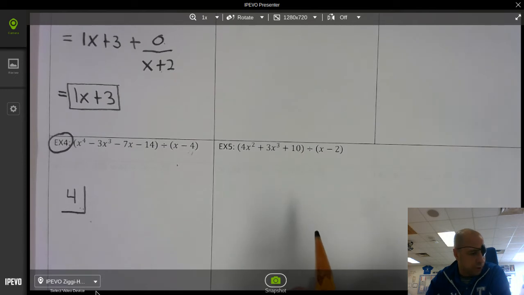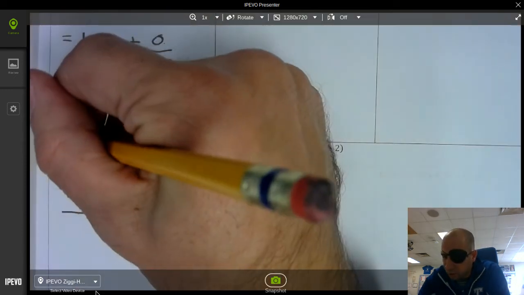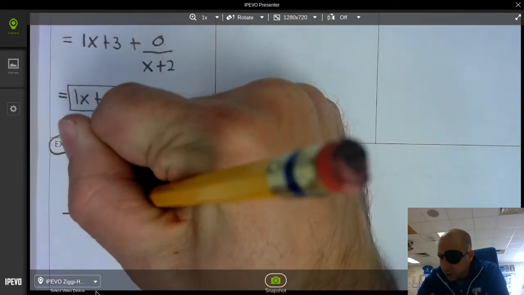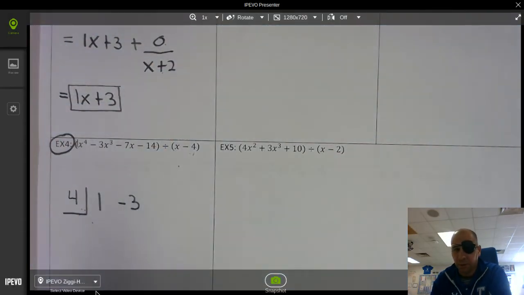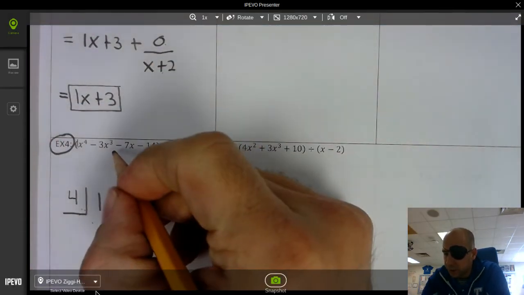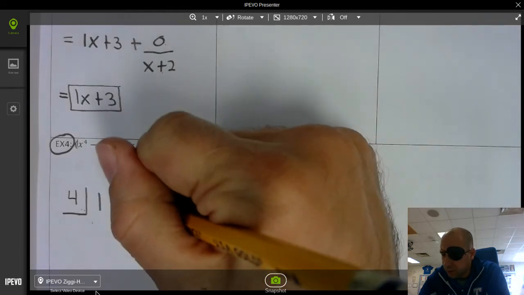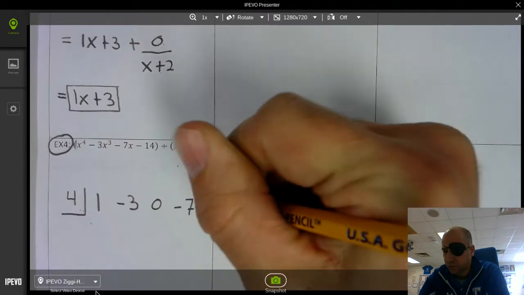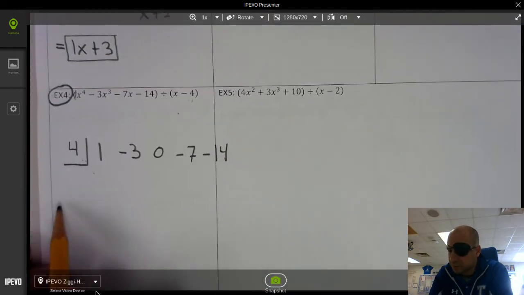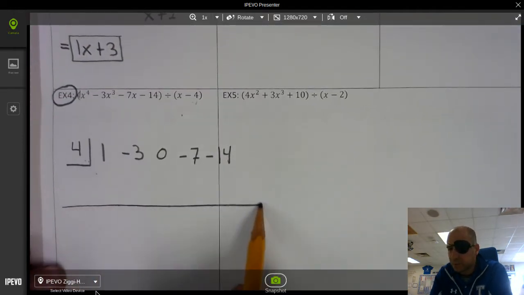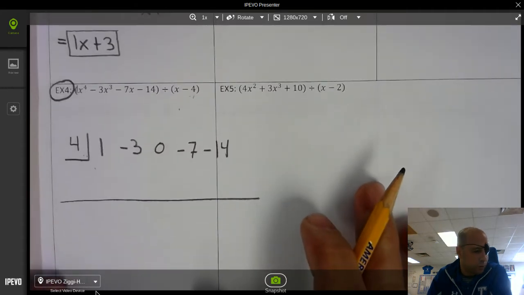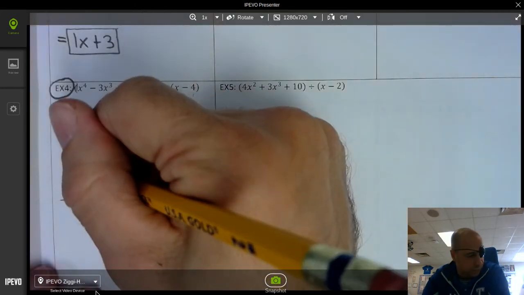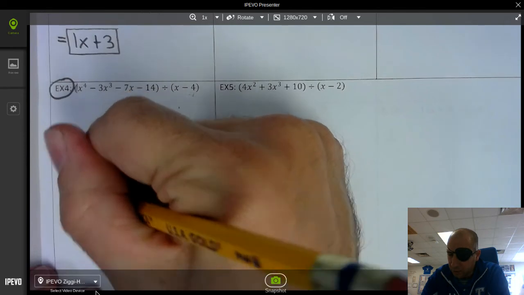All right, so we know from step 1 that we're going to write the coefficients, so this is a 1, negative 3, but don't forget, remember from yesterday that we need the x squared. So that's 0, negative 7, negative 14. All right, so in step 1, we're still going to bring down the 1.